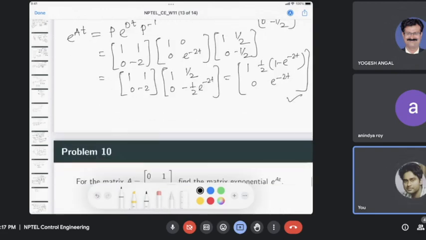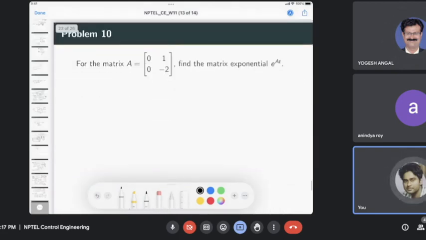So next we will use the third method, another method to compute this. This is actually based on Sylvester's interpolation formula.